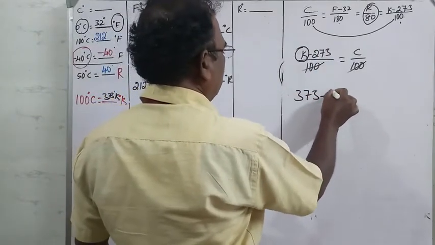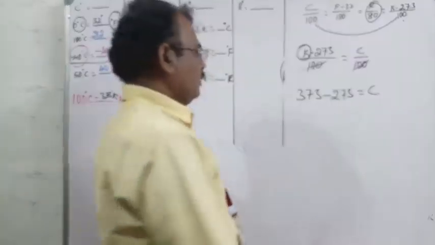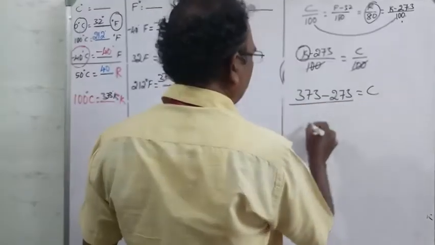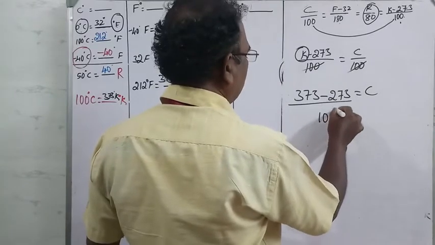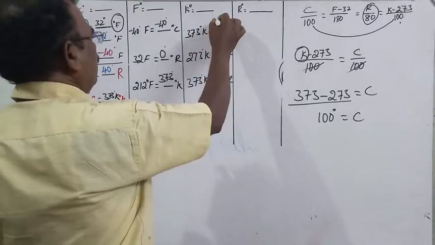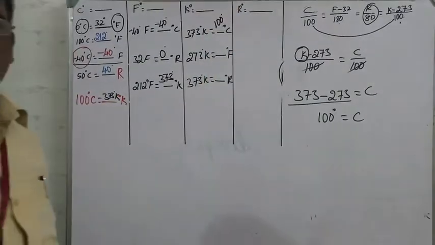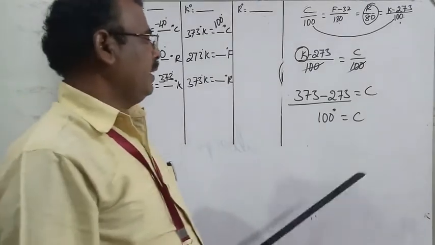373 minus 273 is equal to C. So 373 minus 273 is 100 degrees centigrade, which is equal to C. That means the value is 100 degrees centigrade. Okay, very simple. See here.